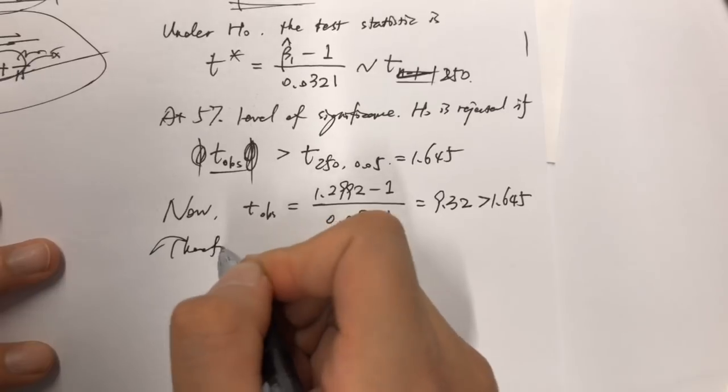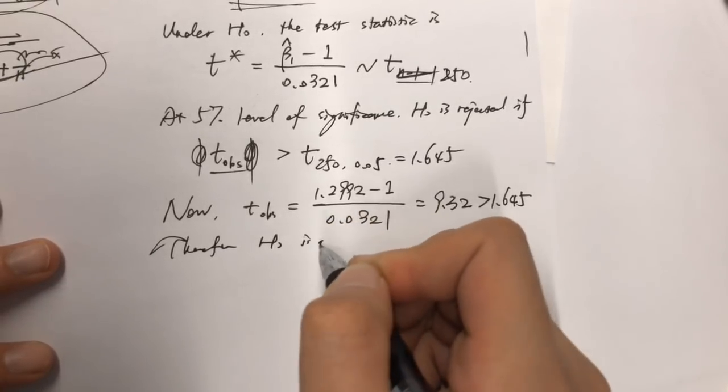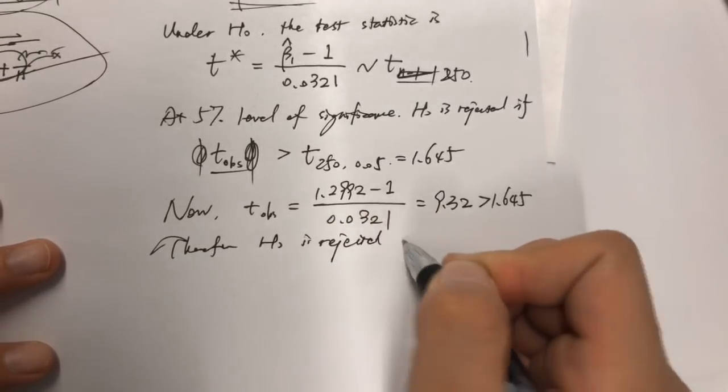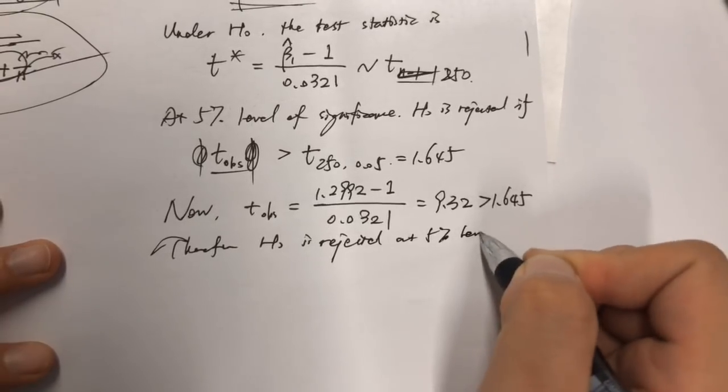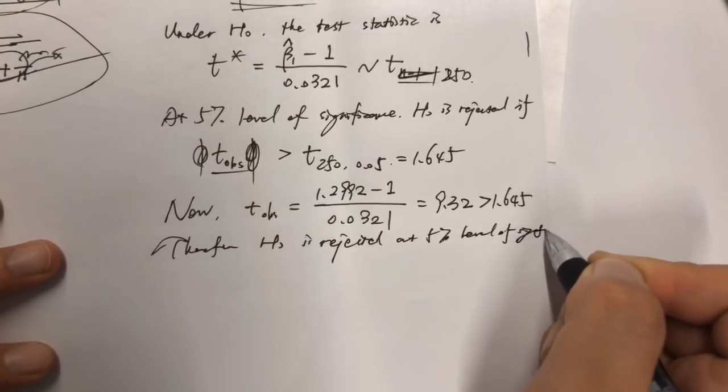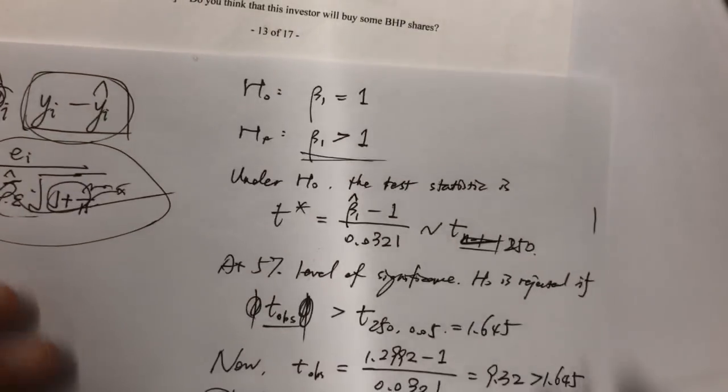Therefore, H0 is rejected at the 5% level of significance, and we can conclude that what?